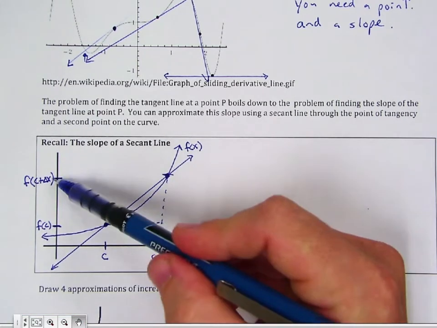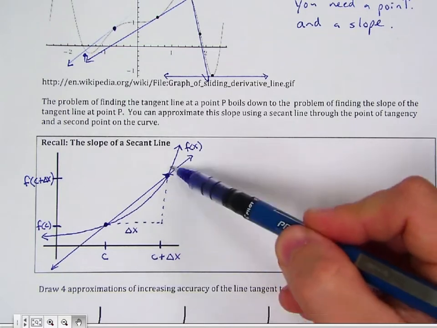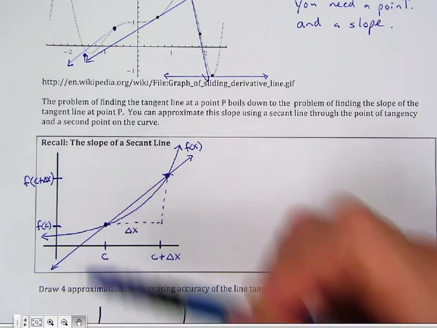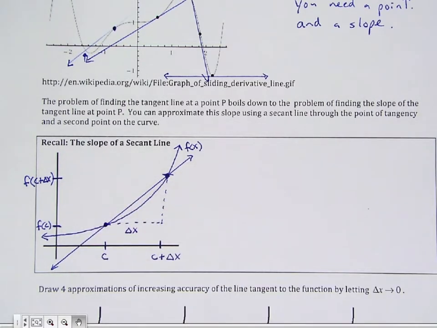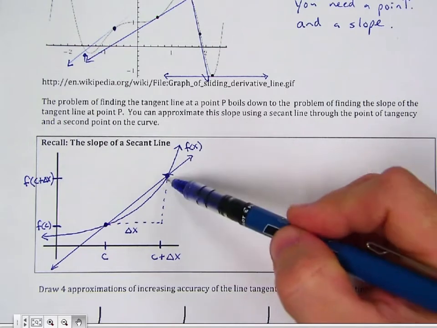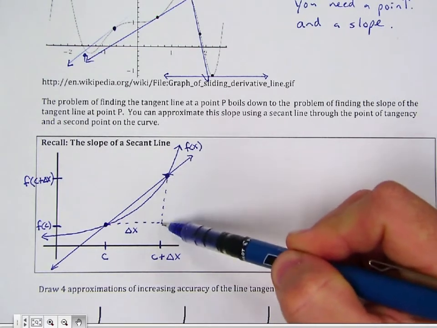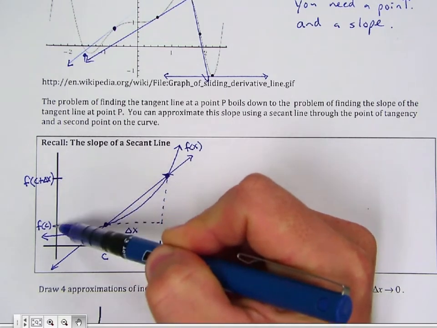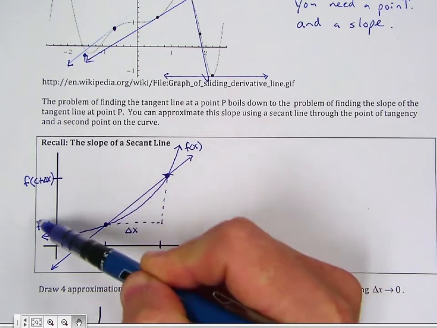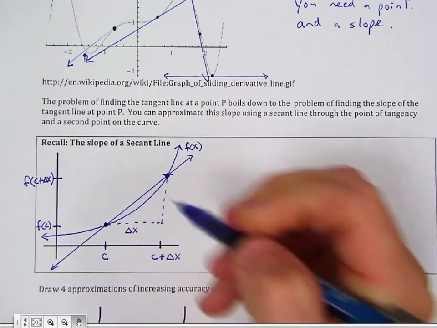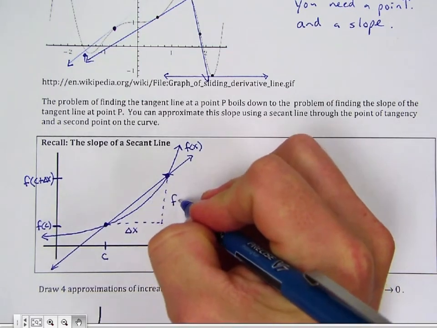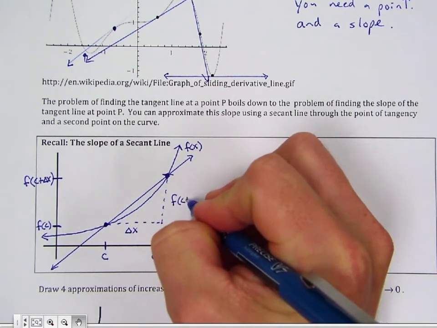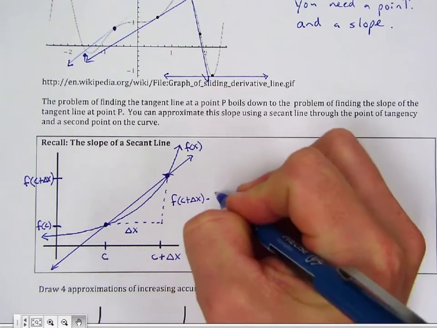So if we're going to find this height, or the rise in our function, if we look at these two values, this is actually going to be this y value minus this y value. And so this is really f of c plus delta x minus f of c.